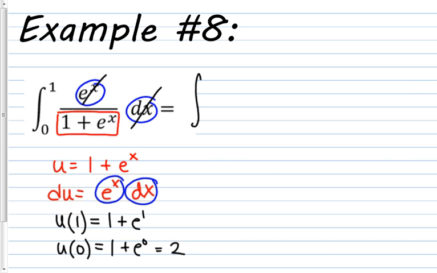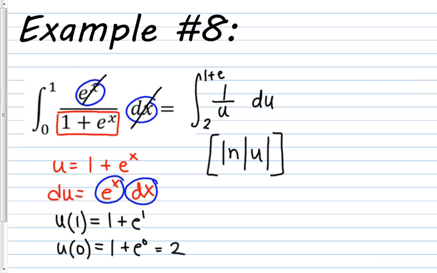The e to the x dx gets replaced by just du, and then the denominator is going to be u. So integrate this. And then, oh, I almost forgot my new limits, 2 and 1 plus e. Okay, so integrate this. 1 over u becomes natural log of u plus c, but I have limits, so we're going to evaluate it from 2 to 1 plus e.